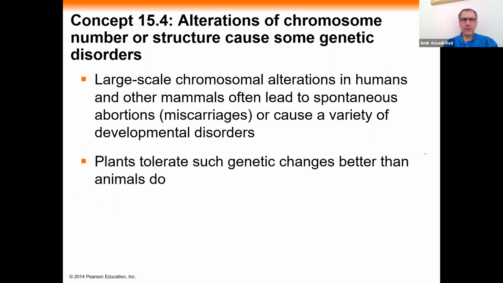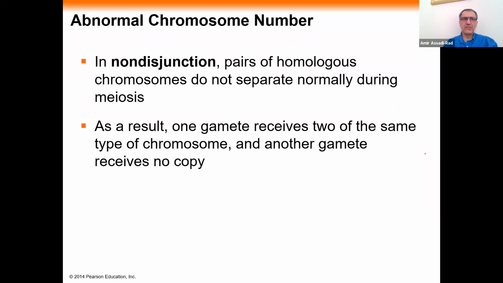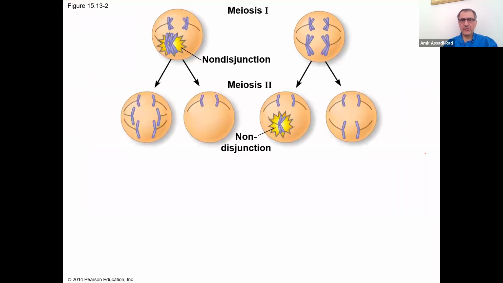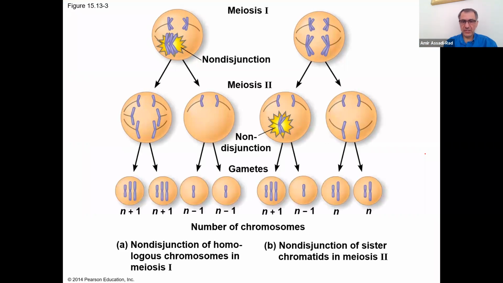Alterations of chromosome number or structure cause some genetic disorders as well. So it's called non-disjunction. And right here, meiosis 1, meiosis 2, there are non-disjunctions. During meiosis, chromosomes are supposed to separate, but they do not separate. And that phenomenon is called non-disjunction. And that's what happens.